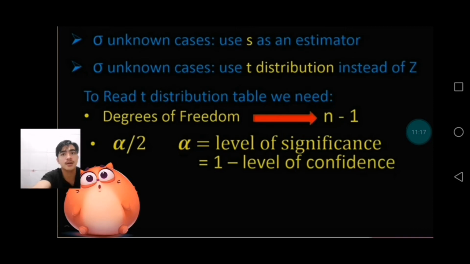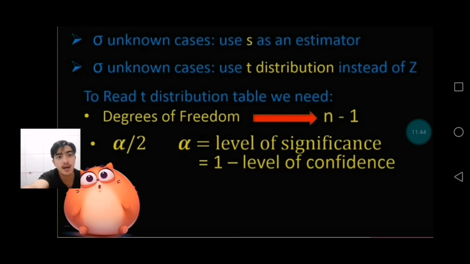To read the area under the curve using the t-table, we will need two values. We have the degrees of freedom and the upper tail area under the curve, alpha divided by 2. The degrees of freedom is calculated based on the information used to calculate S, the sample standard deviation. To calculate the degrees of freedom is simply n minus 1.